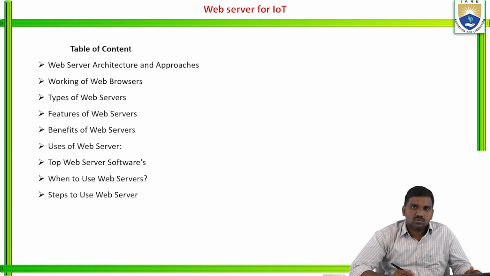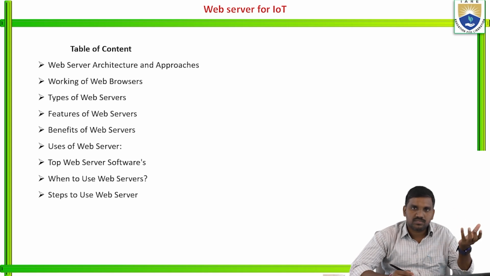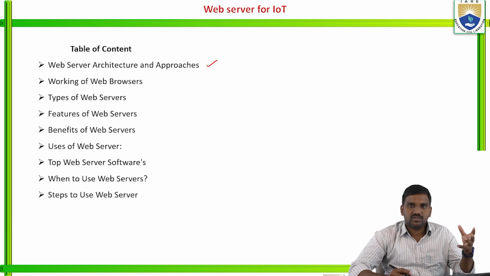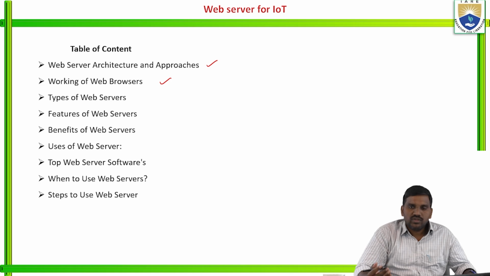Here I'm going to discuss the table of contents, or what topics the web server for IoT includes. Let's start with the web server architecture and approaches. Web server architecture and approaches means what? Either it is single tier, double tier, multi tier, whatever the architecture is. The entire thing will be discussed in the web server architecture and approaches. Next one, working of web server. In order for the web server to work, we have to follow some protocols or principles available in that content.